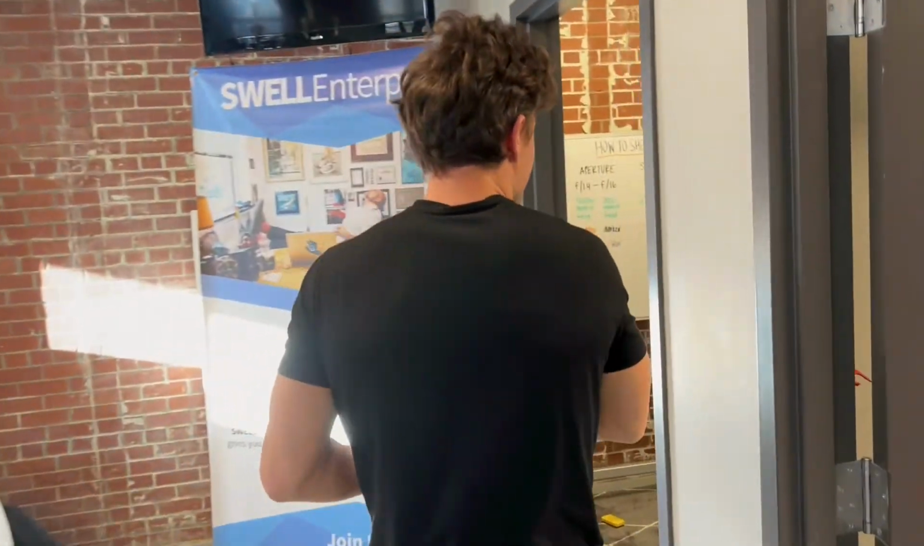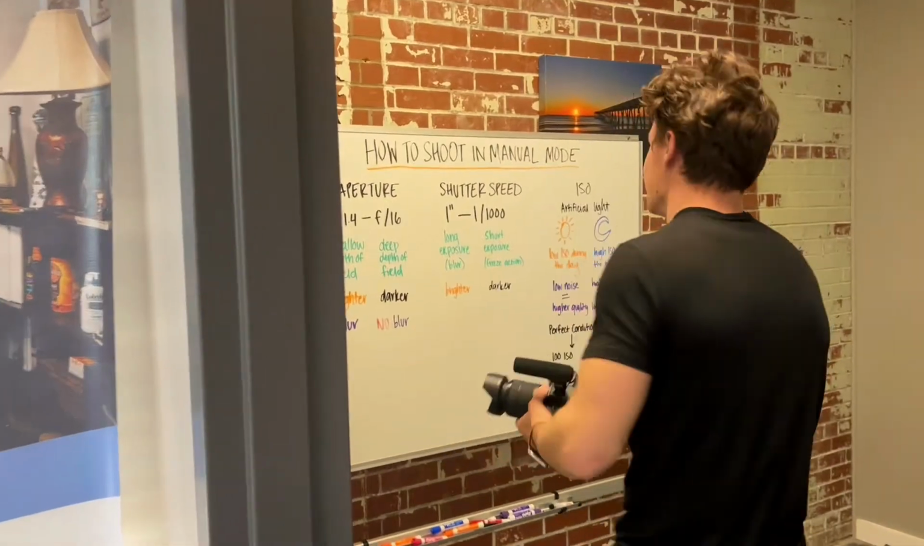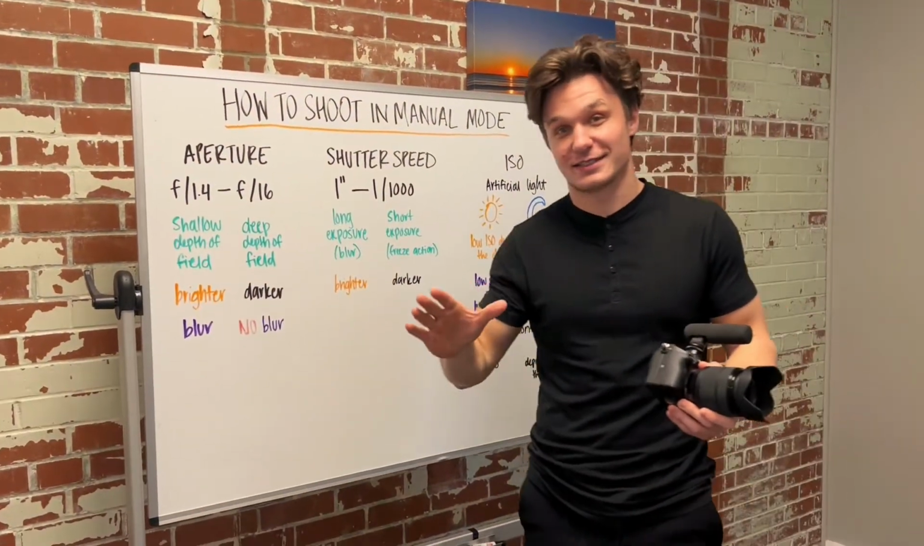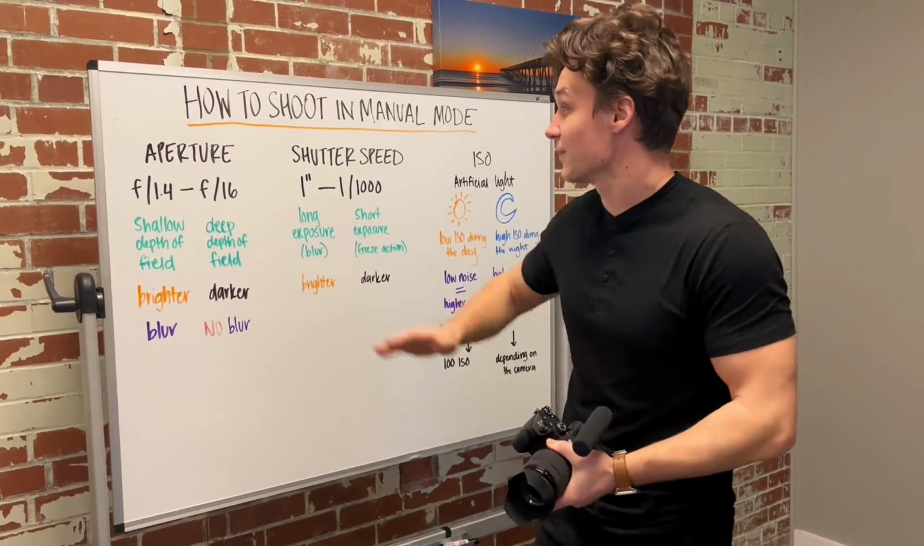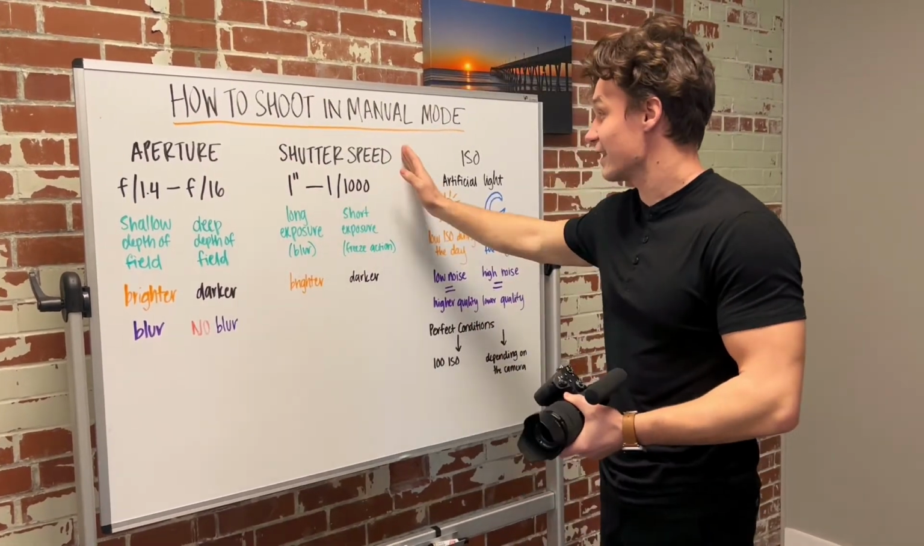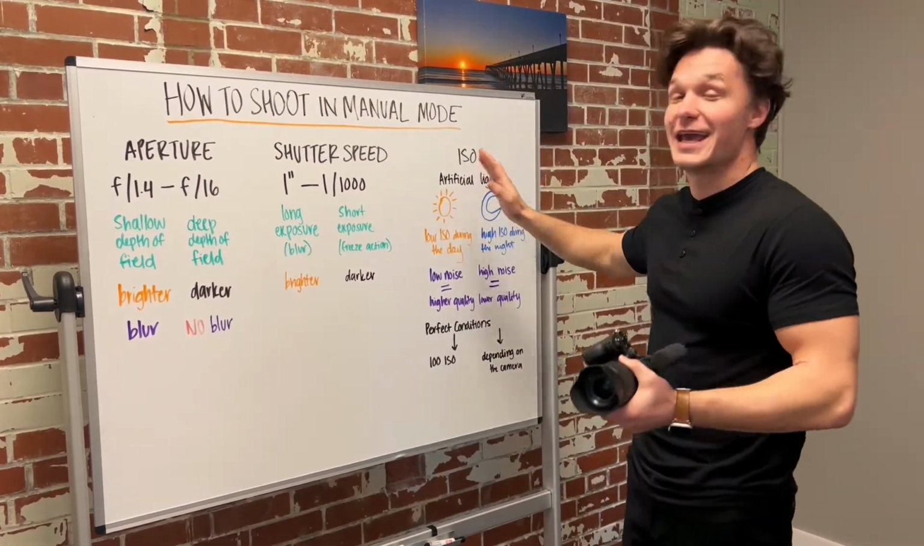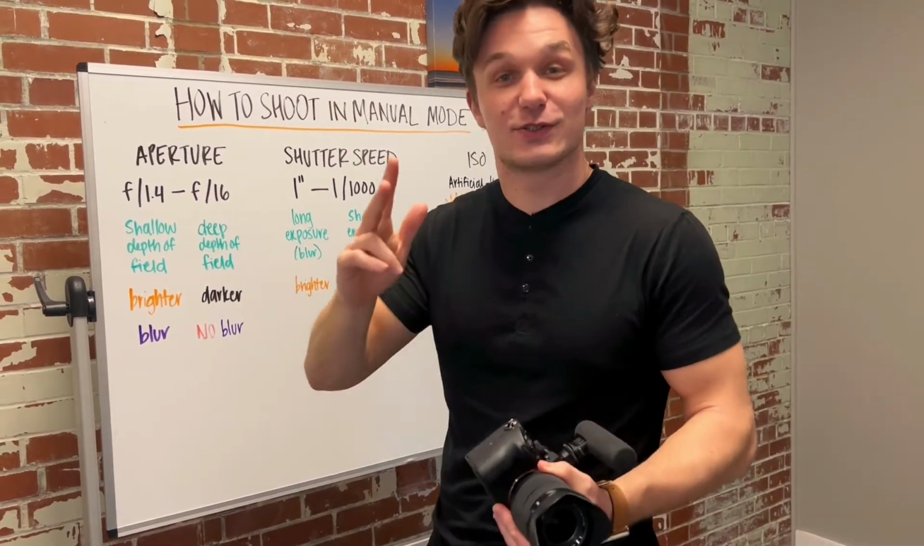Alrighty. So what I did is I created a photography cheat sheet just for you to help you with shooting in manual mode. If you want to be an expert in shooting in manual mode, you only have to worry about three things: aperture, shutter speed, and ISO. And I'm about to explain to you in under 2 minutes.